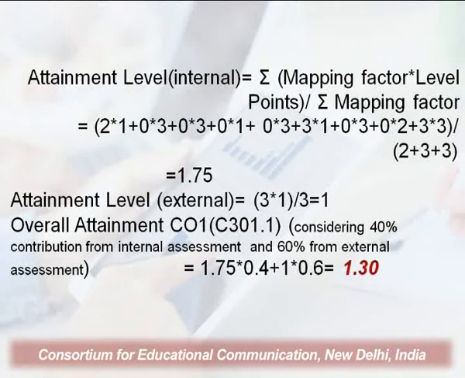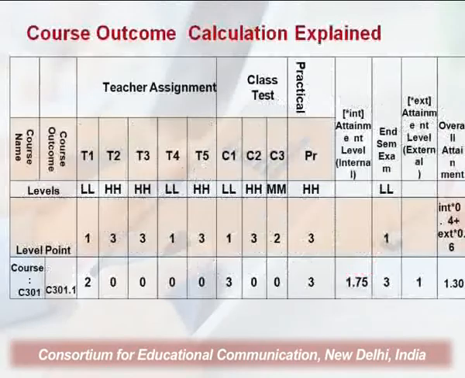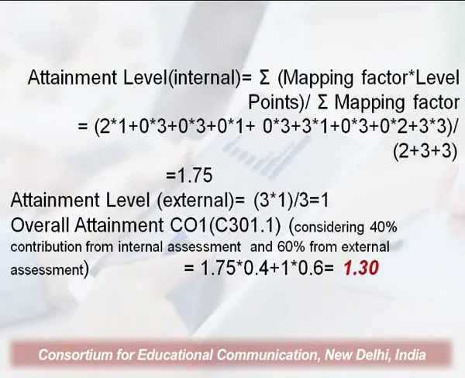So, overall for CO 301.1, considering 40% contribution from the internal exams and 60% from the external exam, we calculate it as 1.75 into 0.4 plus 1 into 0.6, which is equal to 1.30. If you go back to the previous slide, on the right hand side, extreme left it is mentioned 1.3 and extreme right it is mentioned as 1.30, and 1.30 is calculated using this particular formula.